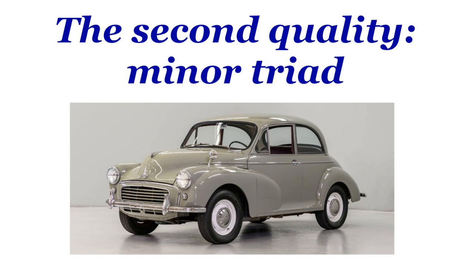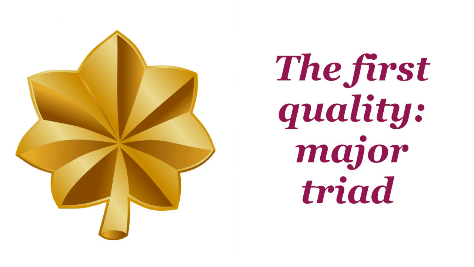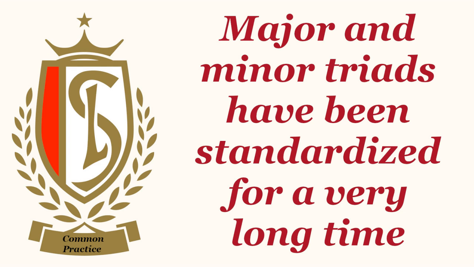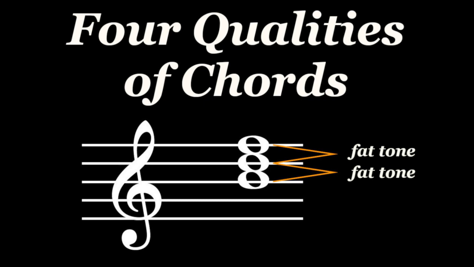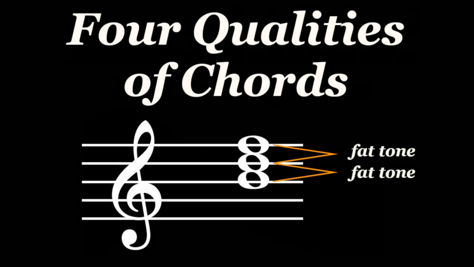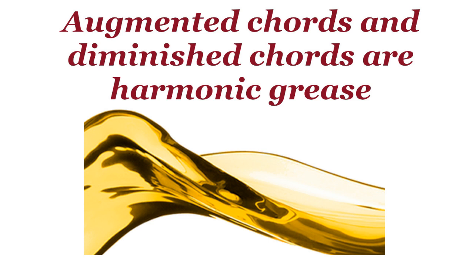Minor and major chords are by far the most important and the most common chords in Western music. They are 100% standardized. But for the last two qualities, things get much more complicated. These are the augmented chord and the diminished chord. The diminished chord may be complete or incomplete. The reason they are so important is that they are the grease of music. They allow us to slip from one chord to another with ease.